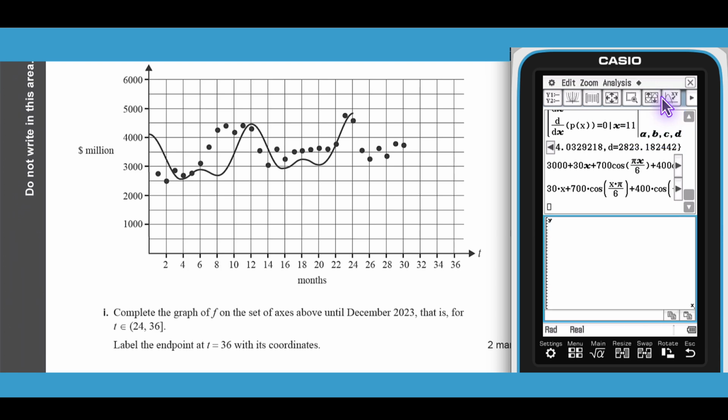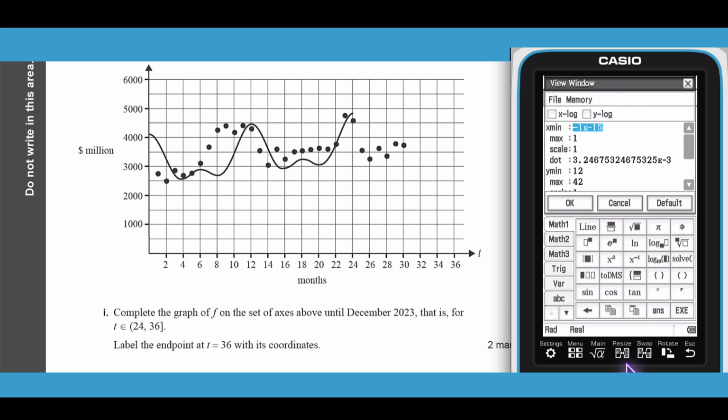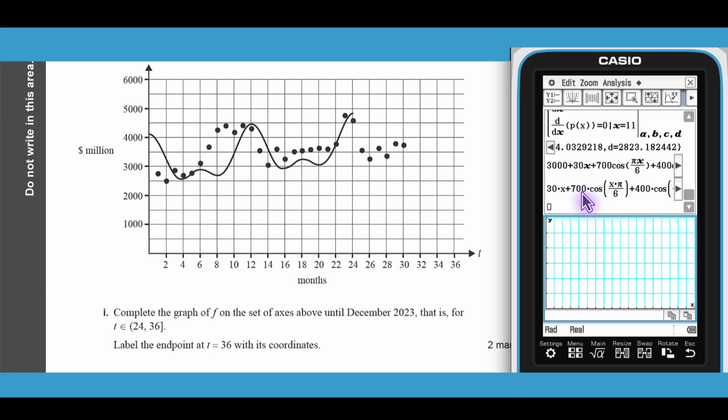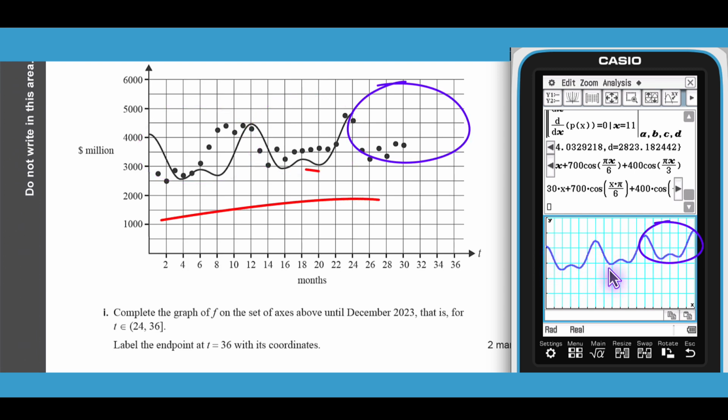To make sure I obtain a graph that matches the one given, I'll now tap the view window icon and enter the x and y minimum, maximum and scale values just as they are in the given graph. With that done, I'll select the expression for f and drag it into the graph window. This shows us that the graph we need to draw is a continuous extension of what has already been drawn, showing 3 replications of a W shape, with an upward linear trend due to the 30t term.